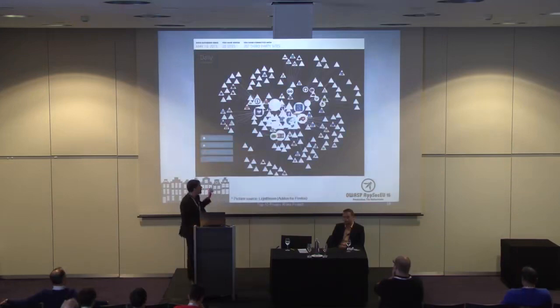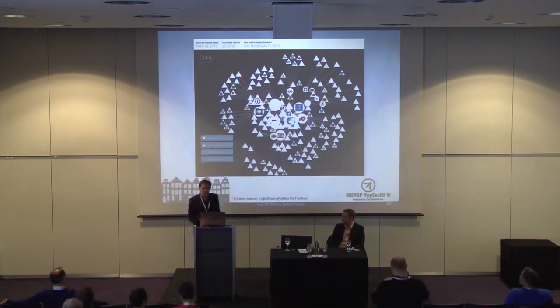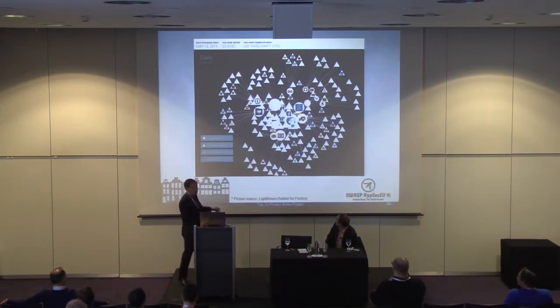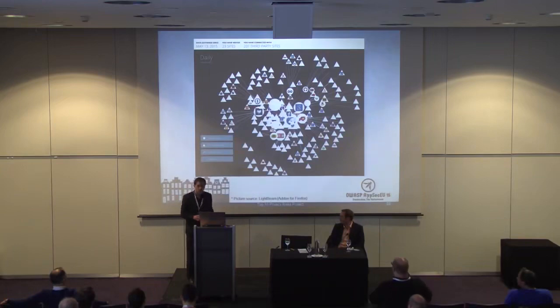This picture is made from Lightbeam. What you see are a couple of bubbles. The bubbles are the first parties you've visited, the first party sites you've visited. The triangles are the related third parties. And as you can see, I've just randomly visited 23 sites I'm usually visiting, and connected with it are 207 third-party sites. And it's pretty hard to keep track of who gets information about what you've just seen in such a big network, because usually I visit more than 23 sites a day.